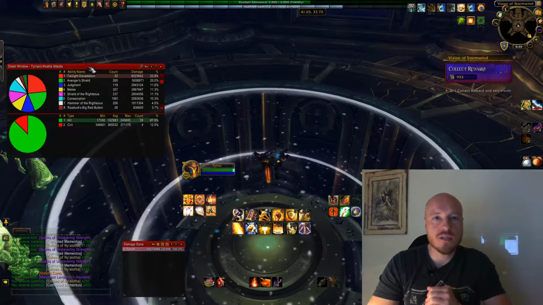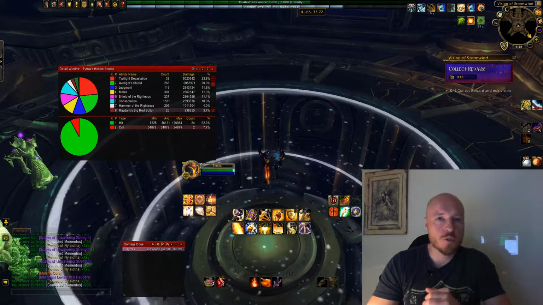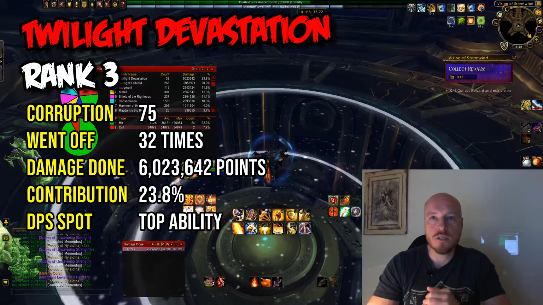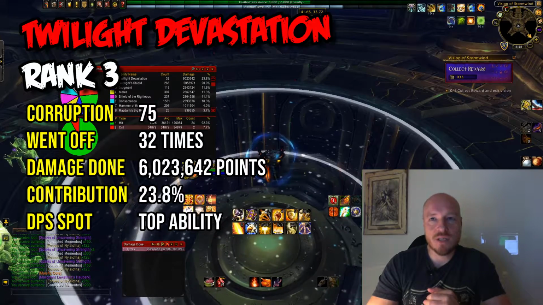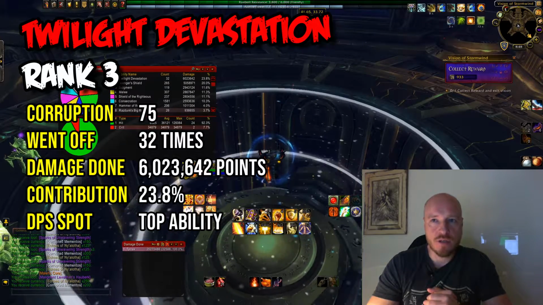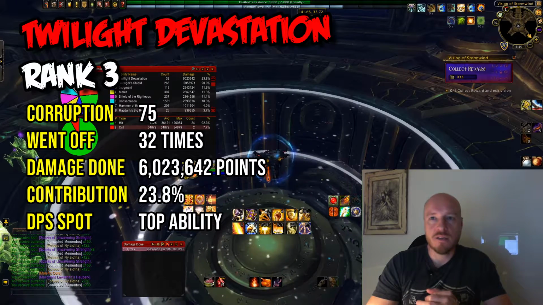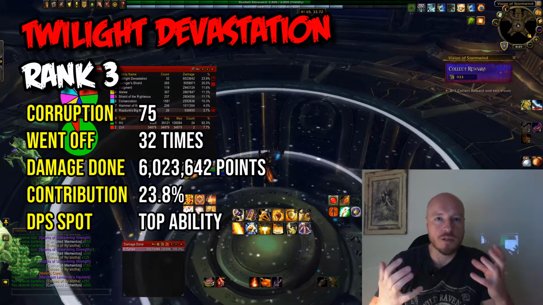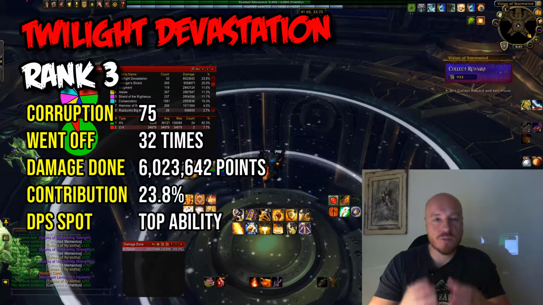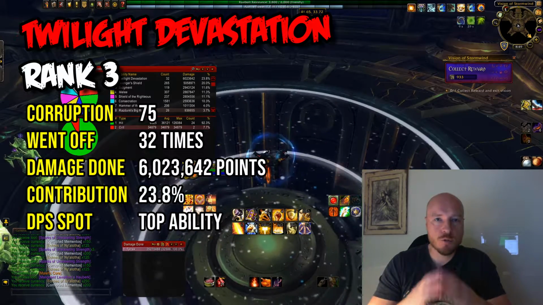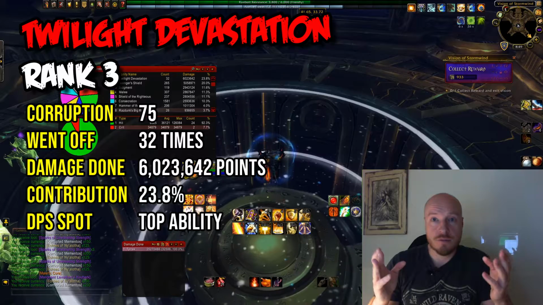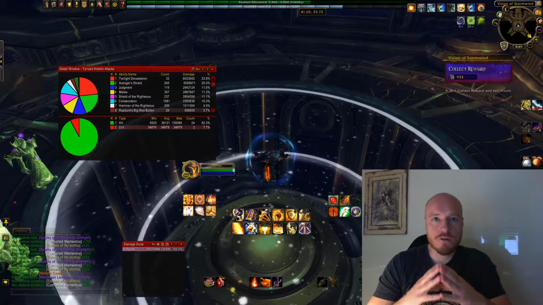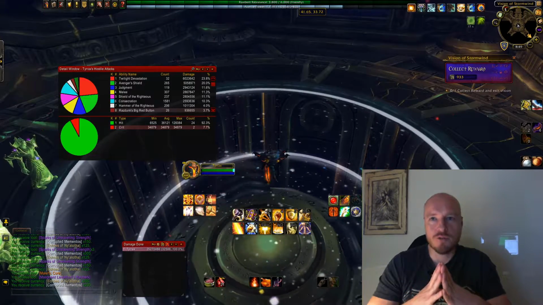As you can see, overall stats are, it hit 32 times in the whole test run, end to end, full clear of Horrific Vision of Stormwind. It did just over 6 million points of damage, and it was my top ability, and it did 23.8%, almost 24%, almost a quarter of all the damage that my Protection Paladin did in a Horrific Vision was attributed to Twilight Devastation. So we will see how the other two have done in a second, but this is certainly a very impressive result. I hope you would agree.